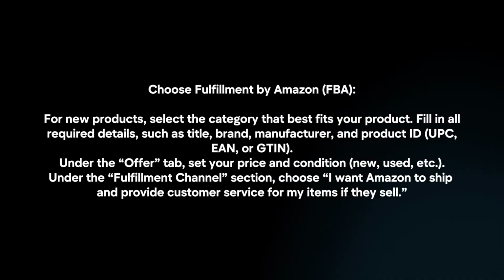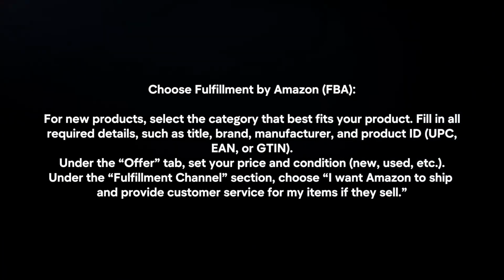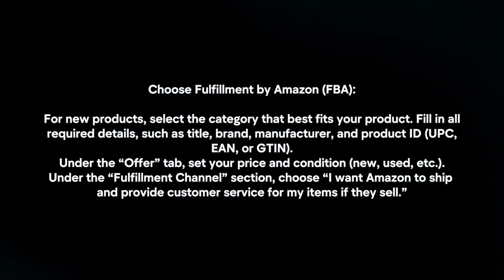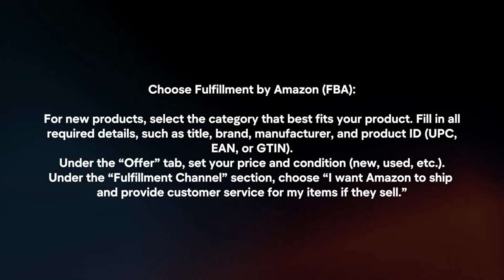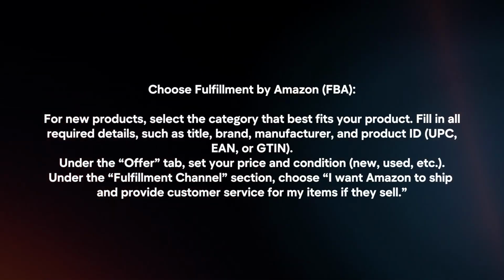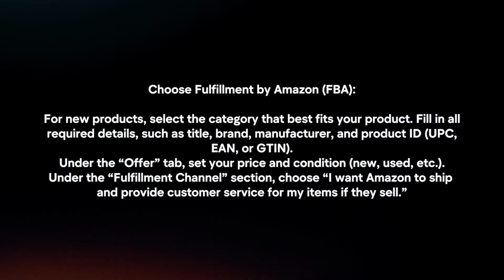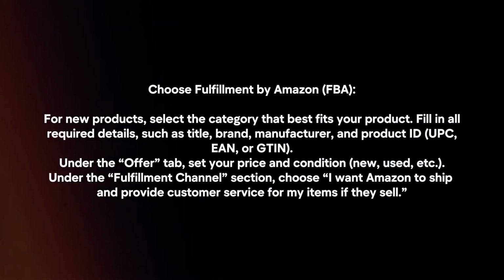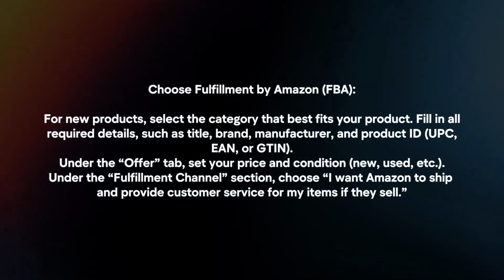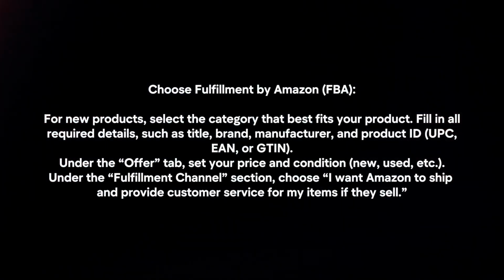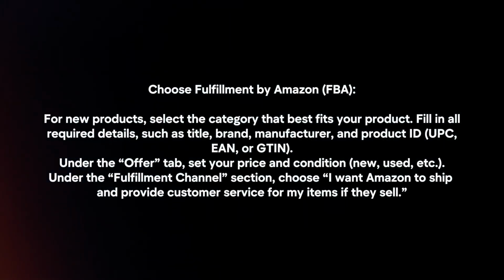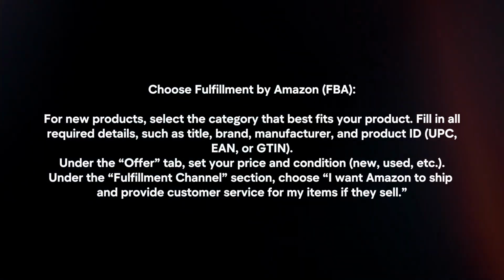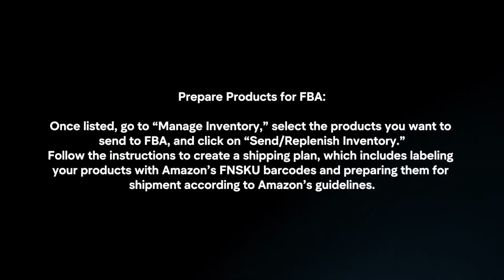Choose Fulfillment by Amazon. For new products, select the category that best fits your product. Fill in all required details such as title, brand, manufacturer, and product ID. Under the Offer tab, set your price and condition. Under the Fulfillment Channel section, choose I want Amazon to ship and provide customer service for my items if they sell.